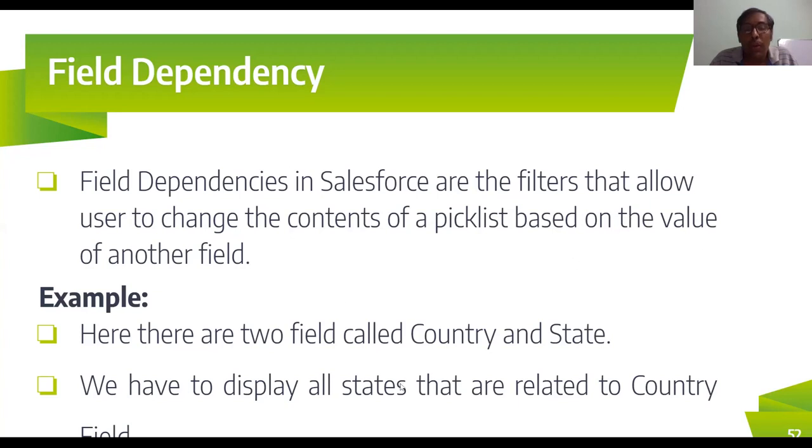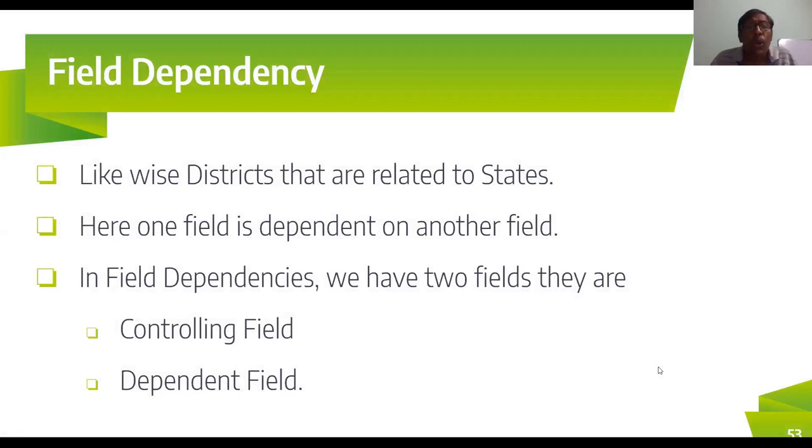Now here we are going to have two fields, called country and state, or city and places. We have to display all the states that are related to the country field. We are going to display all the cities that are related to the places field. So either way we can do it. Likewise, districts that are related to a state. Here one field is dependent on another field.